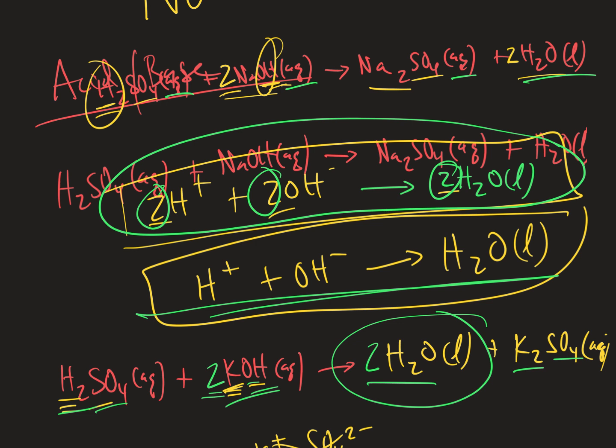Did I get this right? I just wanted to check the second one. So we need a 2 right here because there's 2 over here. If you see that, there's 2 hydroxides. Yeah, that's it.